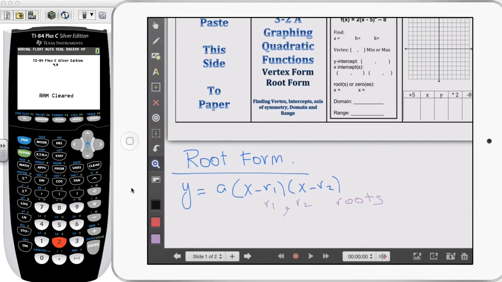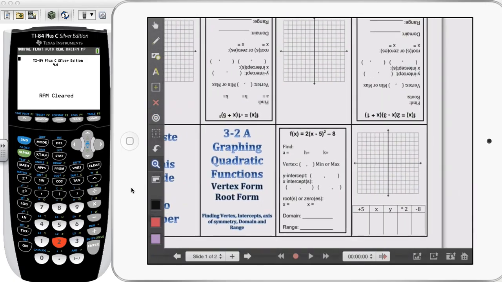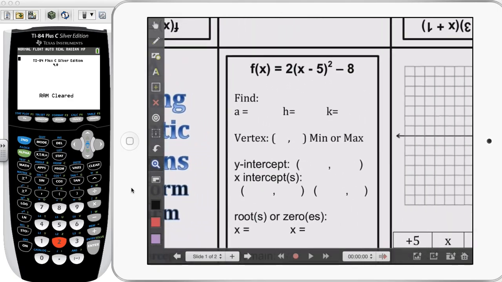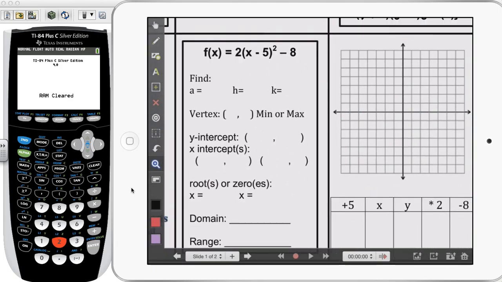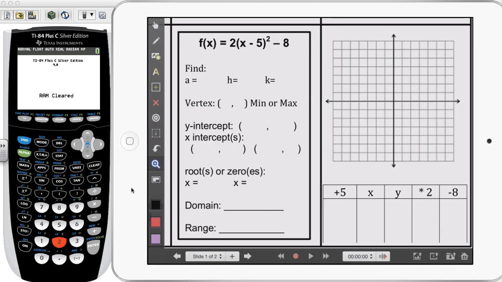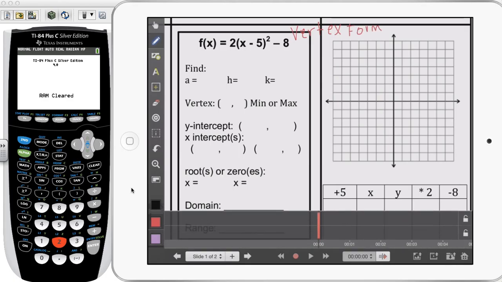So let's move on to our first problem, and let's discuss this one over here. f of x is equal to 2(x minus 5) to the second power minus 8. Now, what do you think this is called? Is this going to be the vertex form or the root form? As you can see, we have parentheses and to the second power, so that's going to be my vertex form. And again, it's called vertex form because you are able to get the vertex right from the beginning, okay?